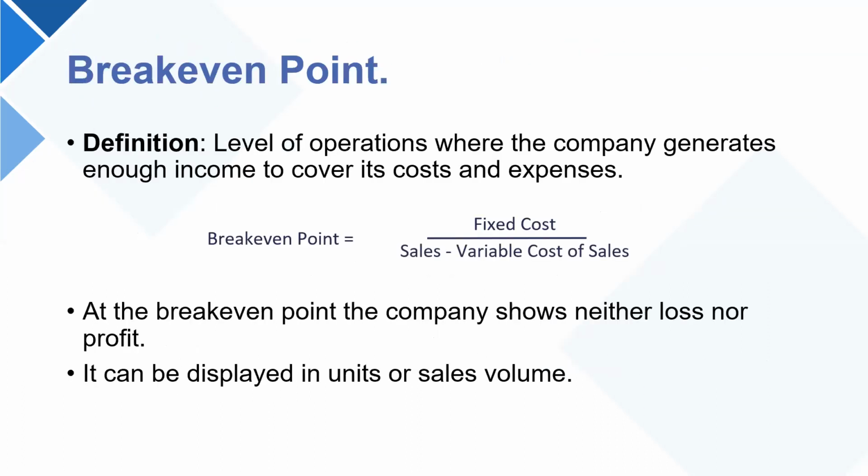That analysis is called break-even point. So the break-even point is how much money you need to pay for all your costs and expenses. This one here is the formula. The break-even point is the fixed cost divided by the sales minus the variable cost of sales. This is the contribution margin. So the formula is actually just fixed cost divided by the contribution margin. At break-even point, the company shows neither loss nor profit. It can be displayed in units or in sales volume.